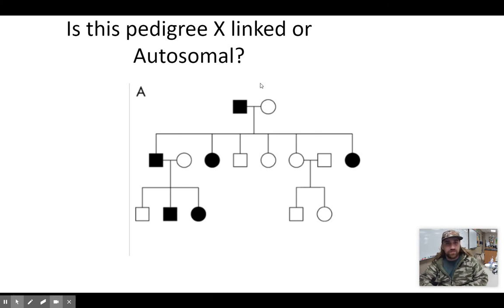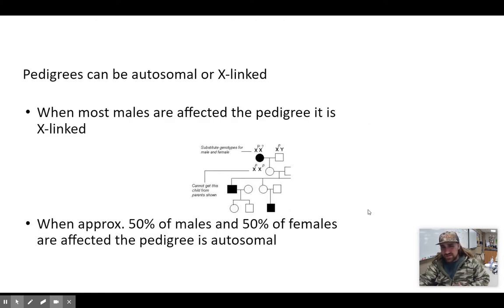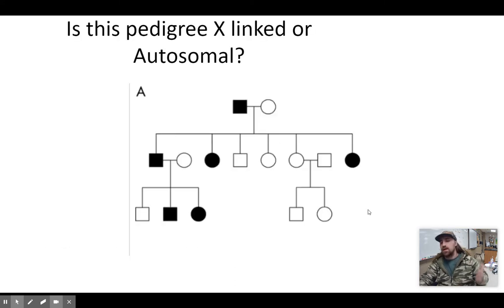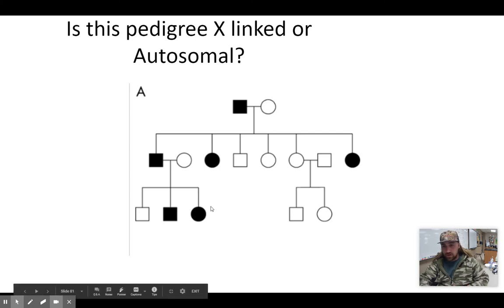So we can ask this question: is this pedigree X-linked or is it autosomal? So first thing you should do is just count it up. We have 1, 2, 3 males affected. We have 3 females affected. If we go back to our slide, it says 50% of males and 50% of females are affected. It's going to be autosomal. Perfect. This is an autosomal pedigree. Now, if there's more males, it would probably be sex-linked.